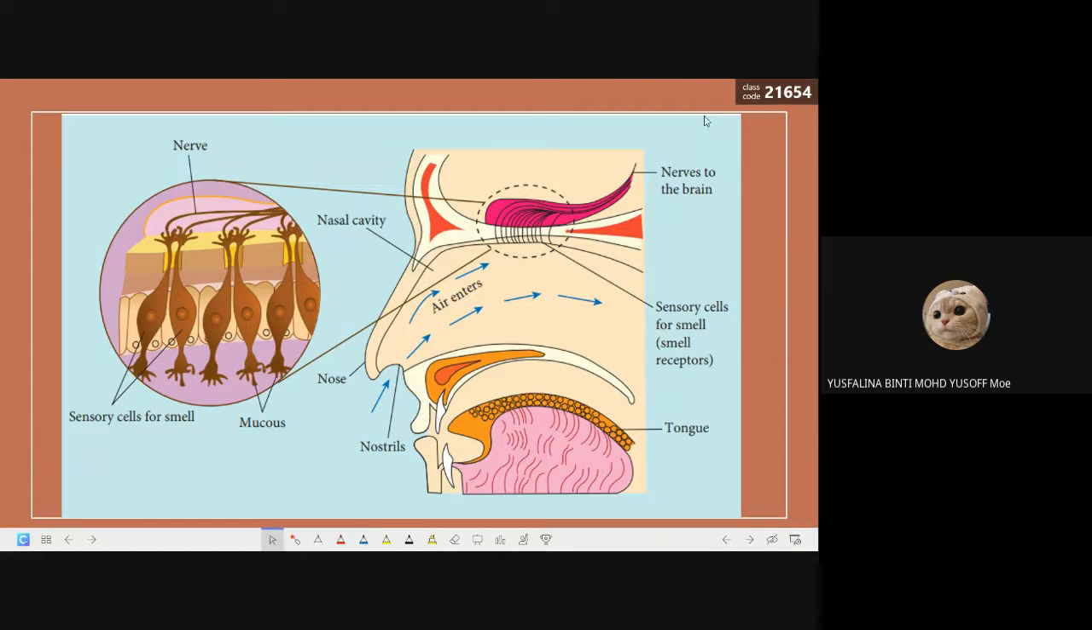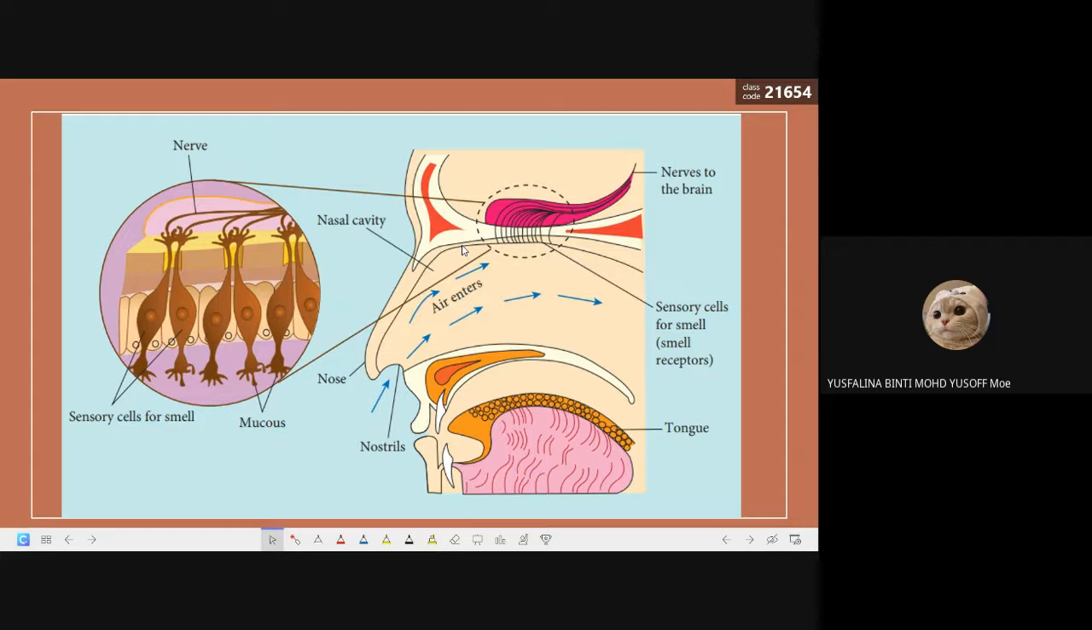So you have to remember the components of the structure of the nose. This is the nostril where the air enters. Inside the nose, on the surface inside the nostril, they got what we call mucus.